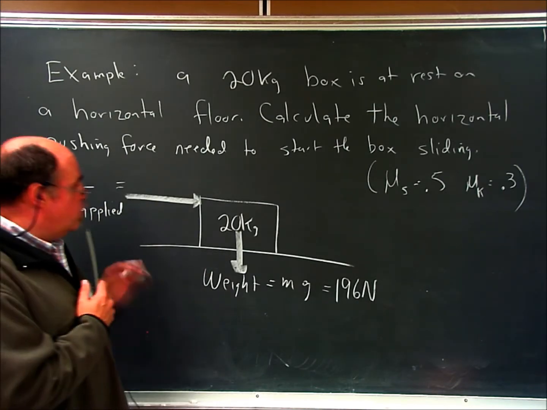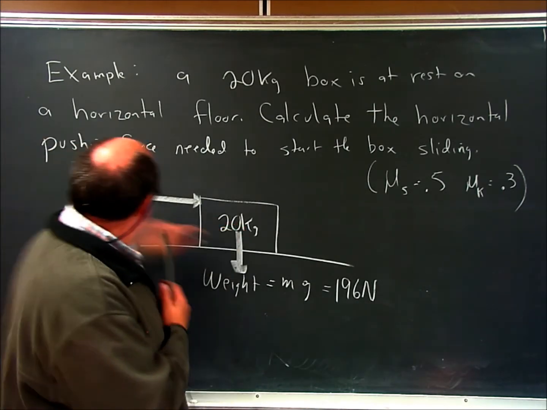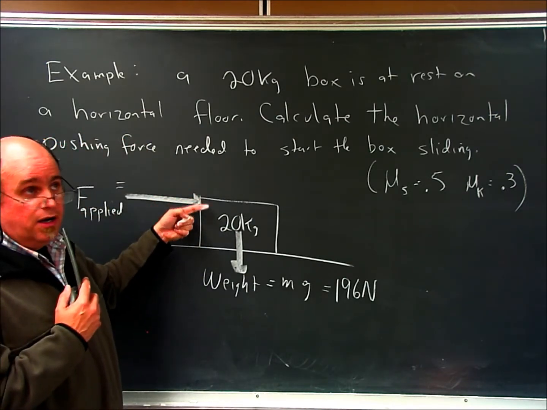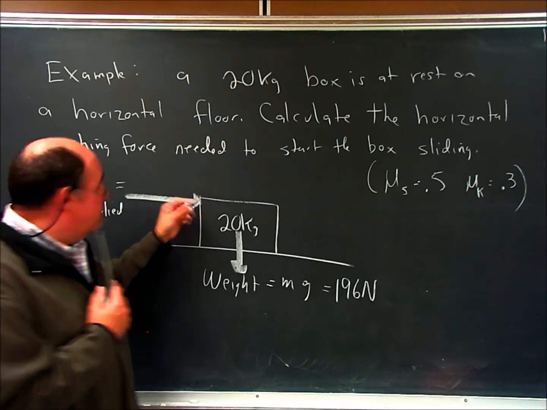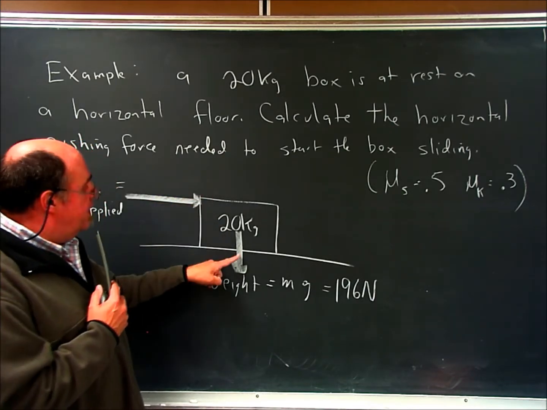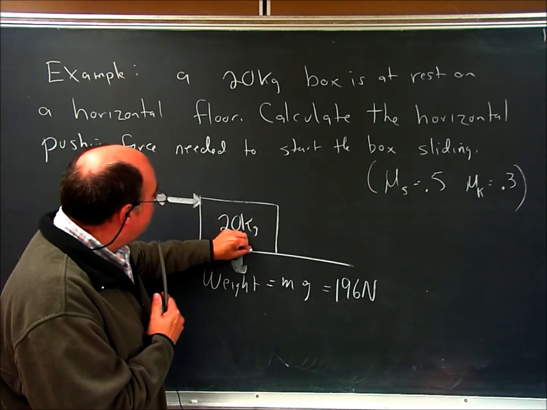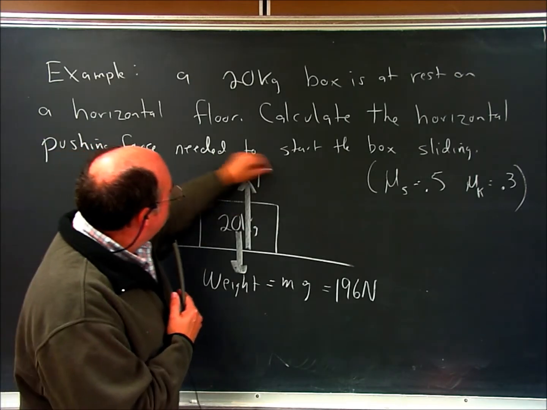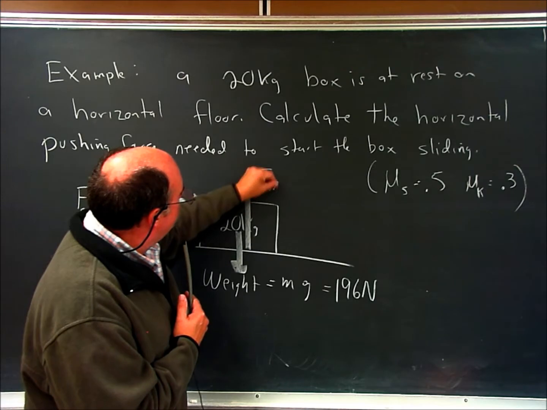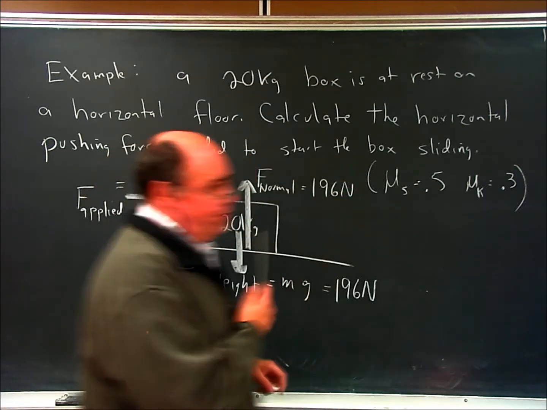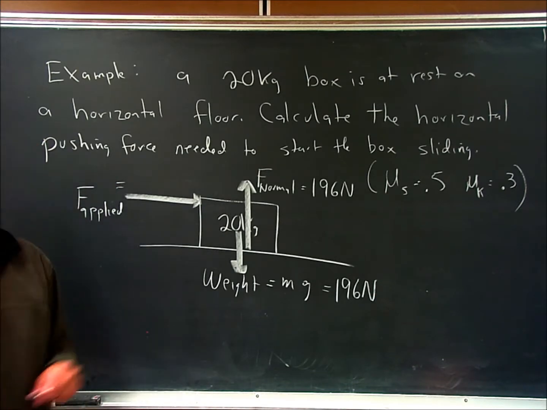Okay. The next one I'll do is the normal force. Since I'm only pushing horizontally, I'm not pushing on this box down at all or up. So if I'm only pushing horizontally, then the only thing that's going to cancel out this weight would be some vertical force, and this is the only thing it can be. The vertical force is normal, and it equals 196 newtons also. So I have that.